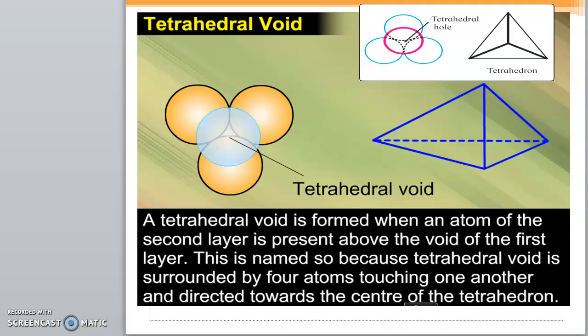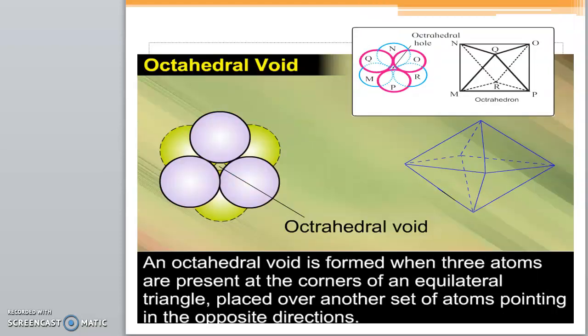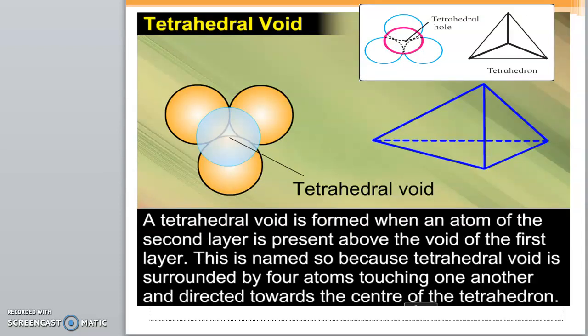And the voids that are created, if you remember, my dear students, I did tell you voids are important things to study in solids, because they help us understand whether the solid is going to be weak or strong, and how those voids can be filled. There are two types of void: tetrahedral void and octahedral void.